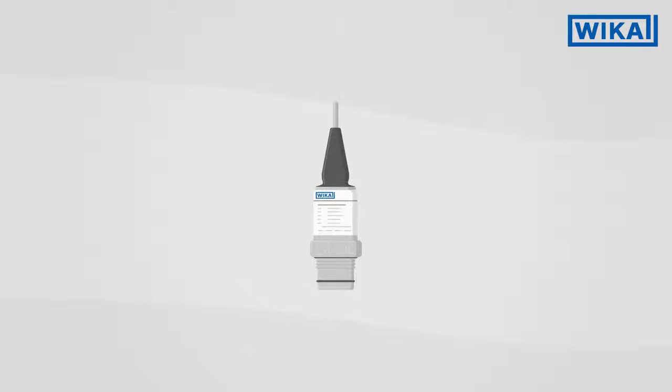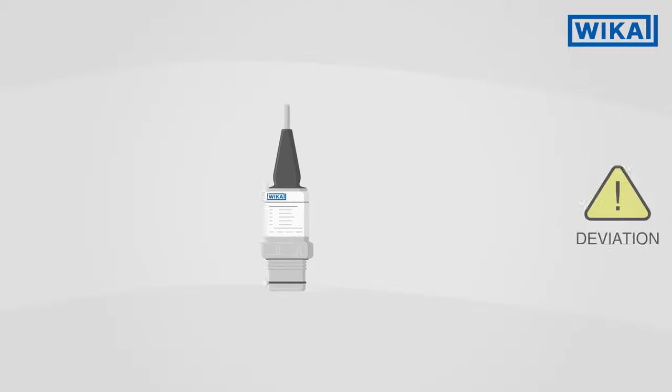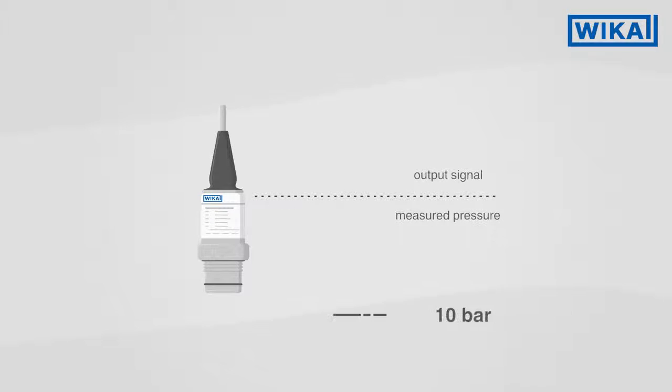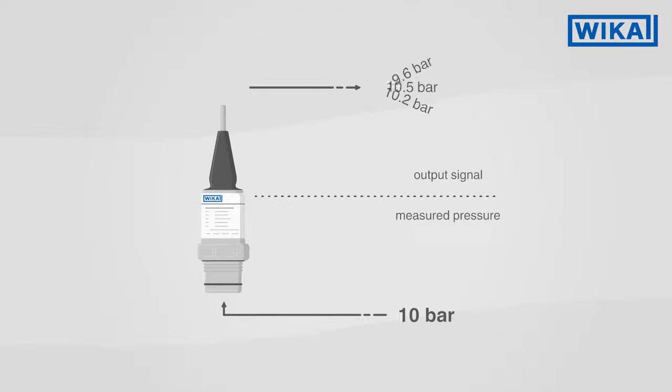What is actually meant by accuracy with pressure sensors? And how do inaccuracies, as in deviations from the desired measuring result, come about? In a pressure sensor, the error is indicated when the value of the output signal does not correspond to the value of the measured pressure.